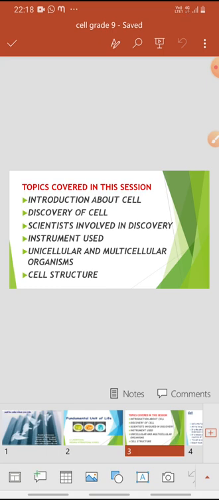Topics covered in this session are introduction about cell, discovery of cell, scientists involved in discovery, instruments used, unicellular and multicellular organisms, and cell structure. Is it clear, students?